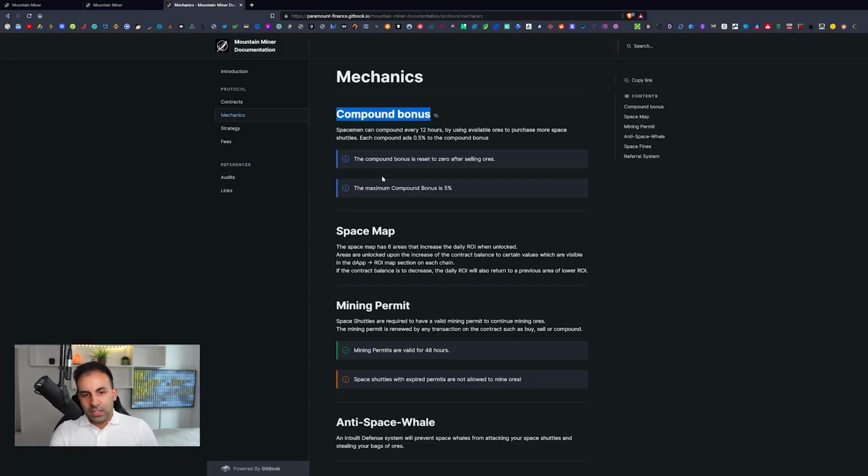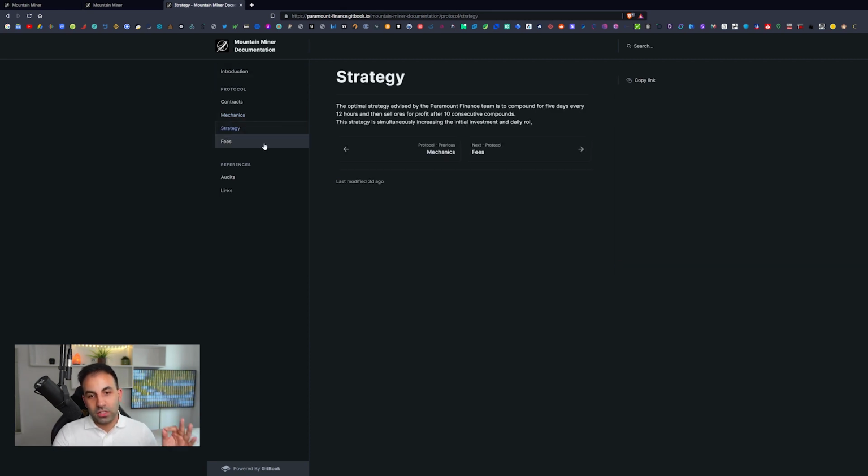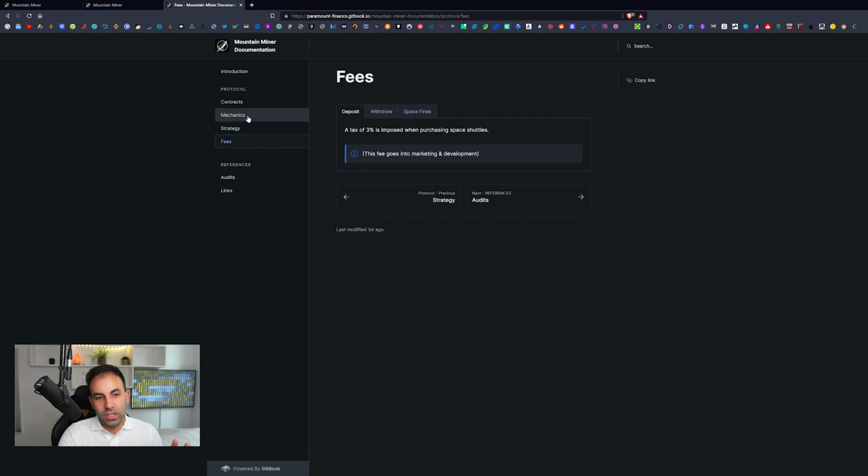So the compound bonus is actually reset to zero after selling ores. Remember that. The maximum compound bonus is 5%. If you want to continue compounding and increasing that bonus, then that is your choice. But remember, there are 10 mandatory compounds, because the optimal strategy advised by the Paramount Finance team themselves is to compound for 5 days every 12 hours. That means twice per day, right? Every 12 hours, and then sell the ores for profit after 10 consecutive compounds. This strategy simultaneously increases the initial investment and the daily ROI. So pretty cool and pretty interesting.